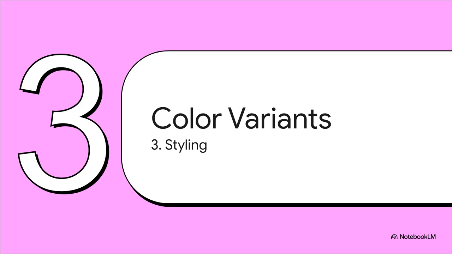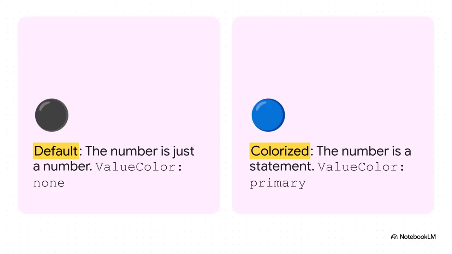Okay, now let's add some personality, some visual hierarchy. This is where we move from just being informative to being truly engaging, and we're going to do it with simple color variants. And this is where the magic happens. Just look at the difference one single property makes. By setting the value color, we're not just changing the color, we're creating an undeniable focal point. See on the left? It's just data. On the right, it's a statement. It's a call to action that your user literally cannot miss.